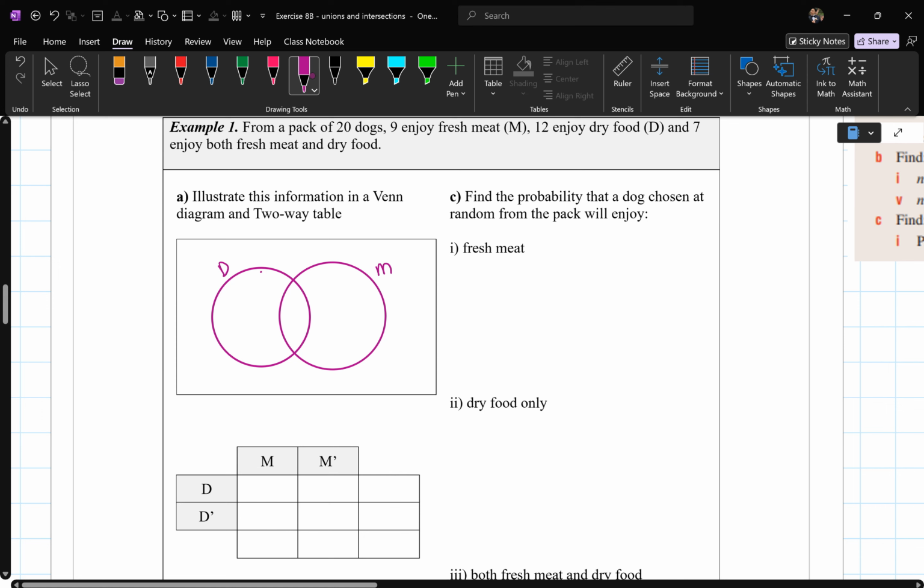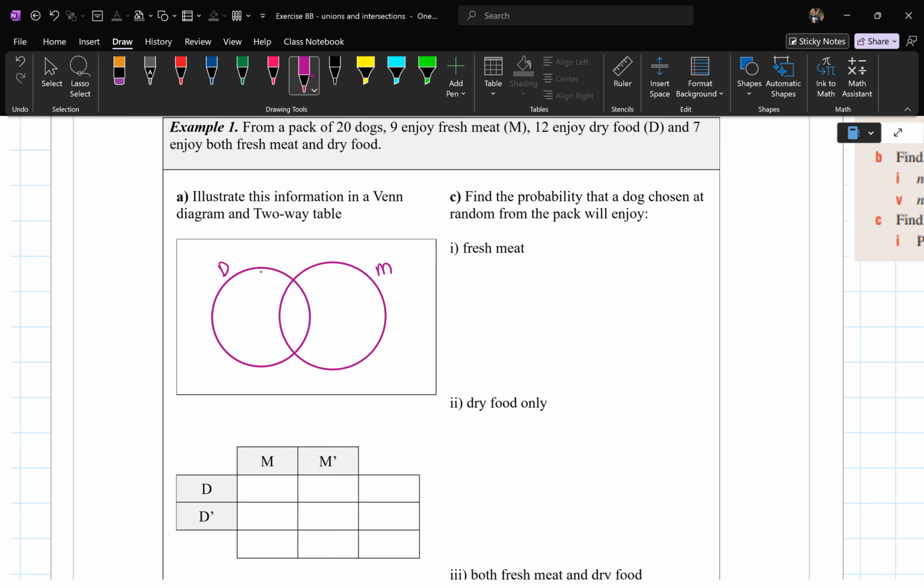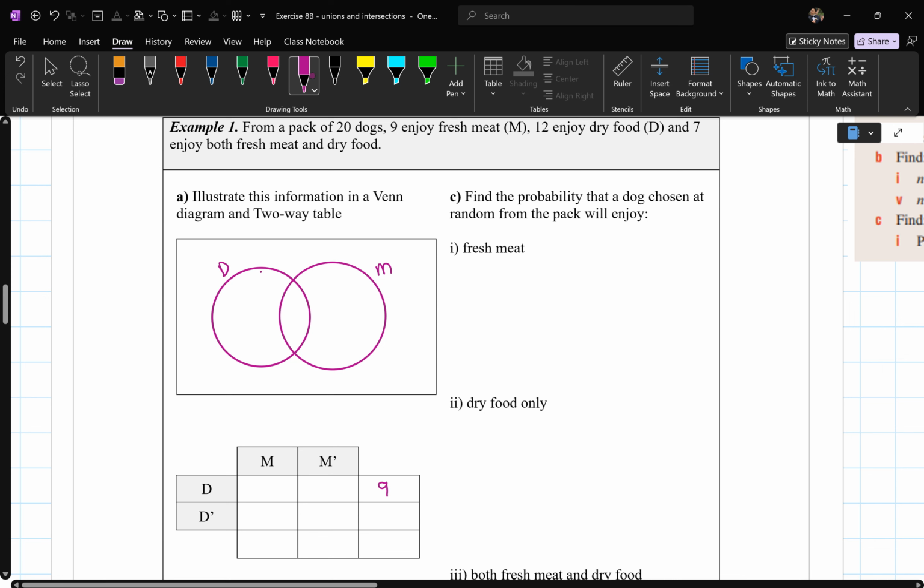If I want to answer the question, they said from a pack of 20 dogs, so there's 20 dogs in total, 9 enjoy fresh meat, 12 enjoy dry food. So the total of fresh meat is 9, and then 12 enjoy dry food. Sorry, my bad, it's the other way around. And then they say 7 enjoy both fresh meat and dry food. So if I've got this table here, remember the total has to add up to 20. This means this is 8. This means this is 11.